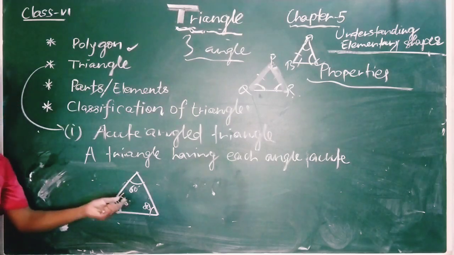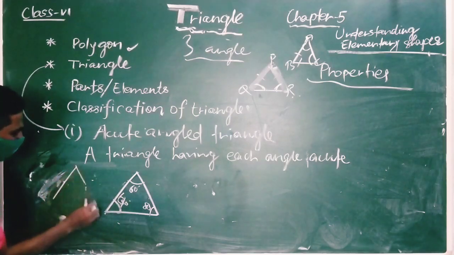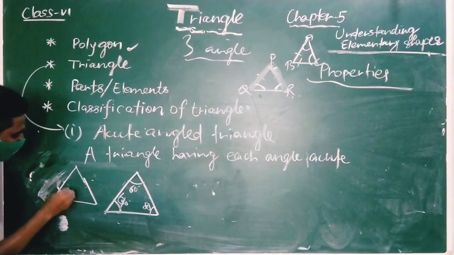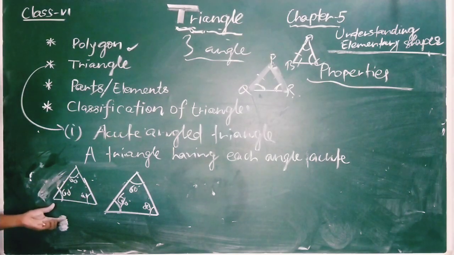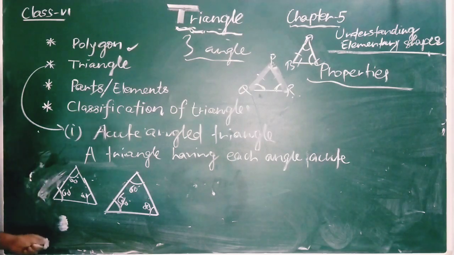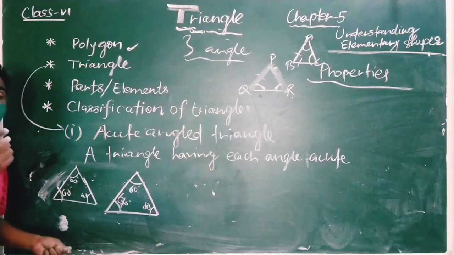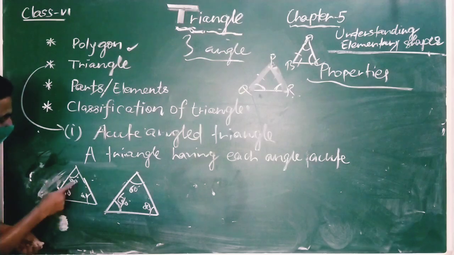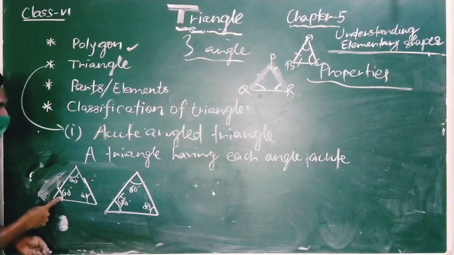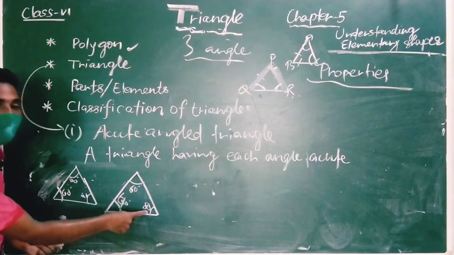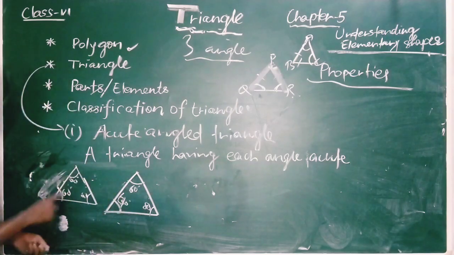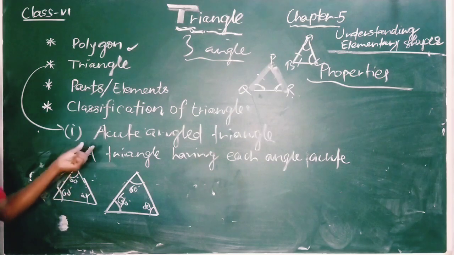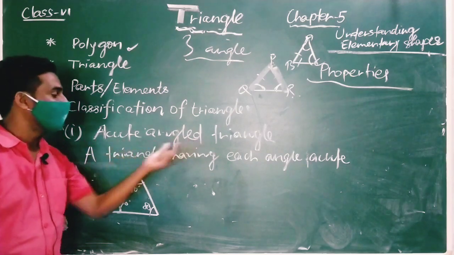Sir, will this always be the measure? No, it depends. Maybe 60, 60 will be there, each angle 60, 60 and 60. This is also possible, because always you have to keep in mind the sum should not be greater than 180 or less than 180. 60, 60, 60, altogether 180. Always the sum will be 180, not less, not greater. So if each angle measure is acute, then that kind of triangle is called an acute angled triangle.